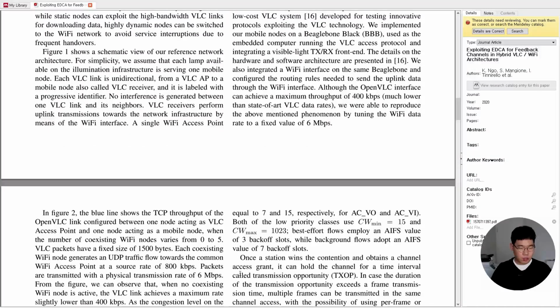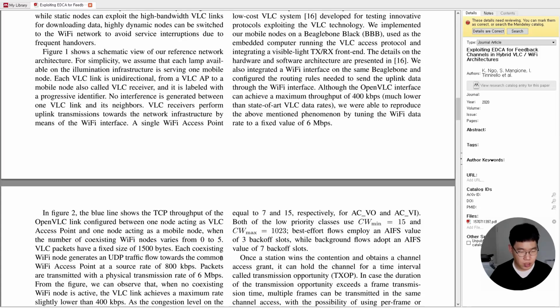In Figure 2, the blue lines show the TCP throughput of the OpenVLC links configured between one node acting as VLC access point and one node acting as a mobile node, when the number of coexisting Wi-Fi nodes varies from 0 to 5. VLC packets have a fixed size of 1,500 bytes. Each coexisting Wi-Fi node generates a UDP traffic flow toward the common Wi-Fi access point at a source rate of 800 kbps. Packets are transmitted with a physical transmission rate of 6 Mbps.